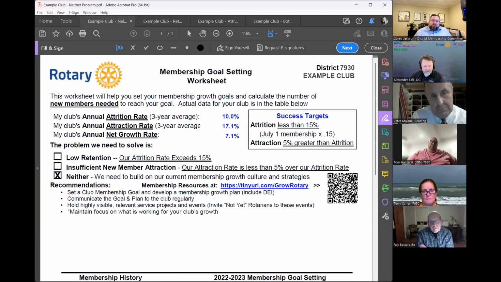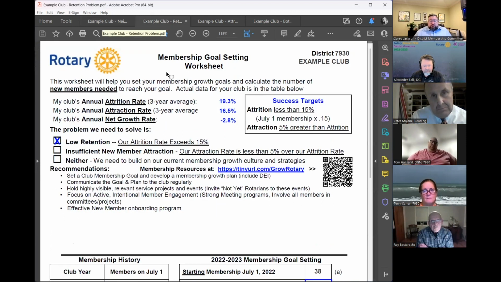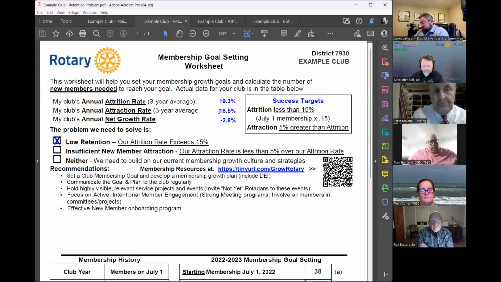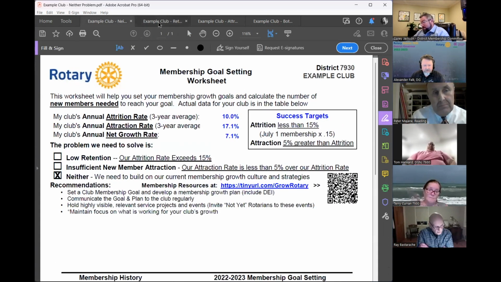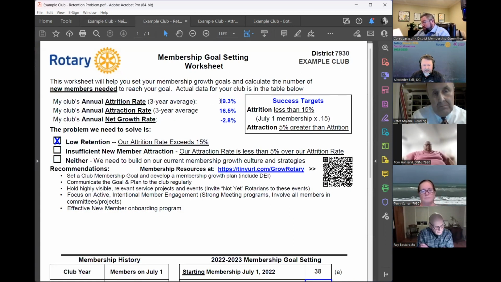Let's walk through some of the same example math on another example club. This club here has an attrition rate of 19%, so almost twice as much attrition as the previous club example, and an attraction rate of 16%. The attraction rate sounds pretty good on first glance, right? It's similar to the first club, which had a rate of 17% in terms of attraction. But because of the very high attrition rate, this club has a net growth rate of minus 2.8%. So that's something we need to fix.